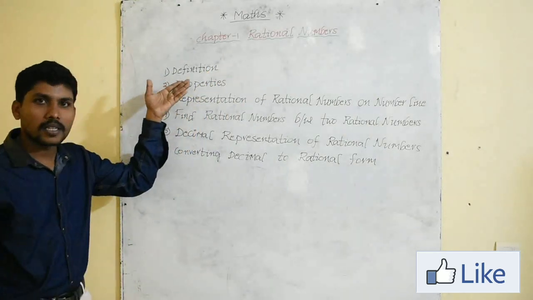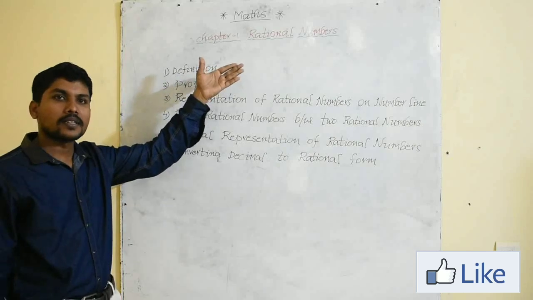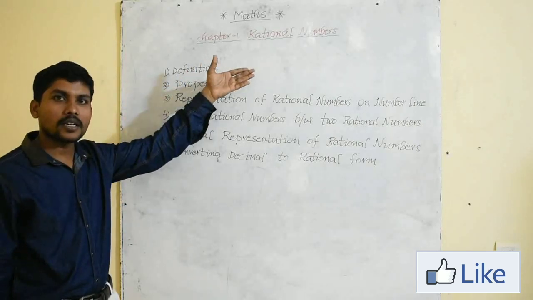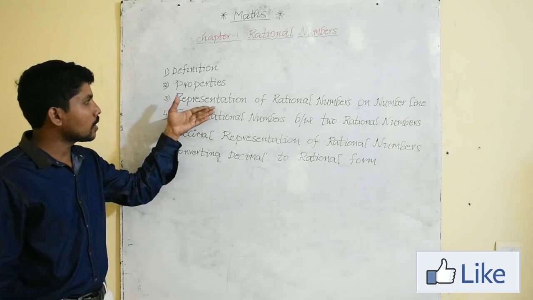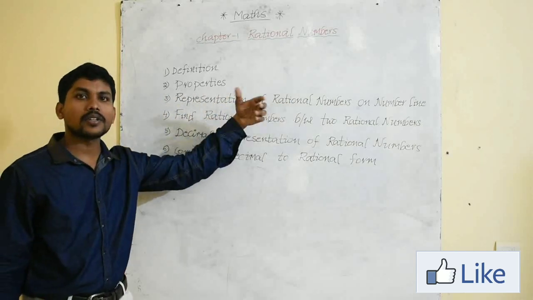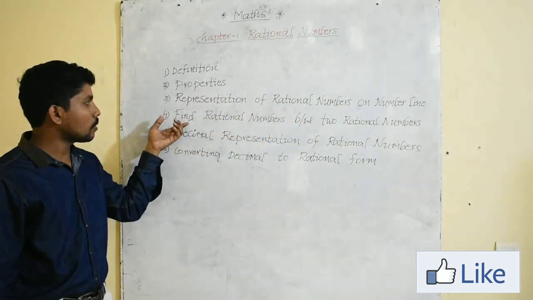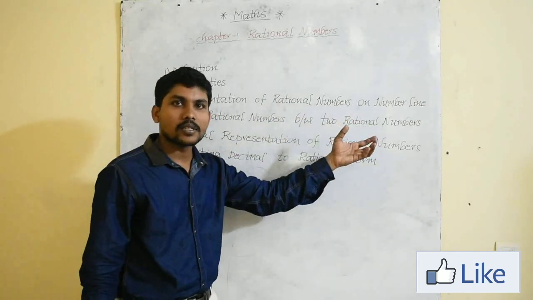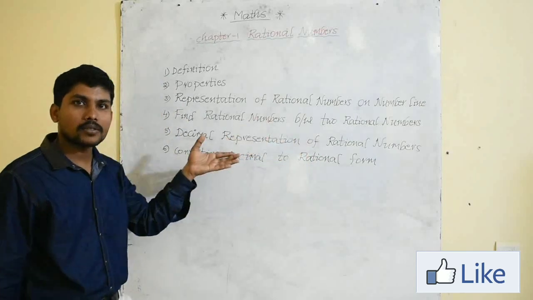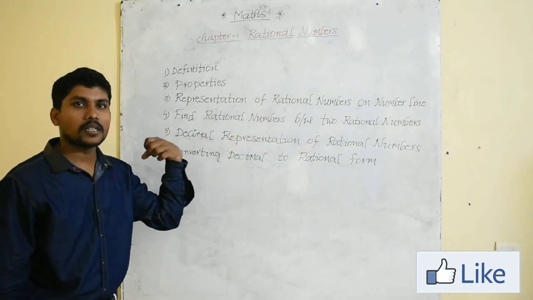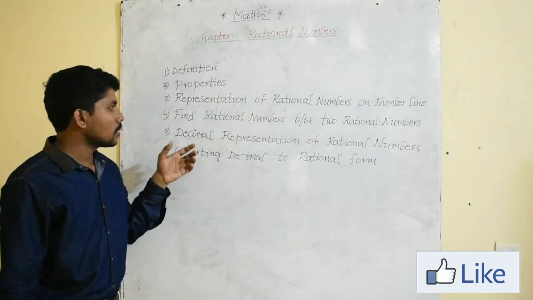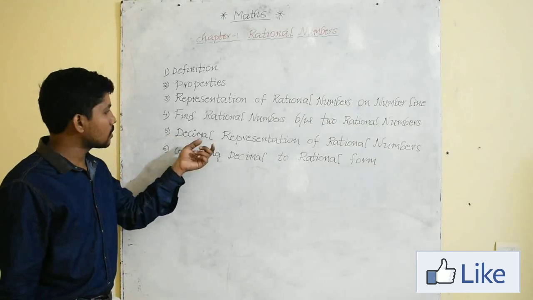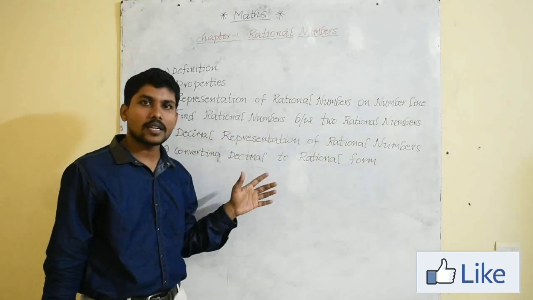The topics are the definition of rational numbers, and the second topic is properties of rational numbers, and the third topic is representation of rational numbers on a number line, and the fourth topic is finding rational numbers between two rational numbers. So they will give two rational numbers, and they will ask us to find the rational numbers, however many they want. And the fifth topic is decimal representation of the given rational numbers.